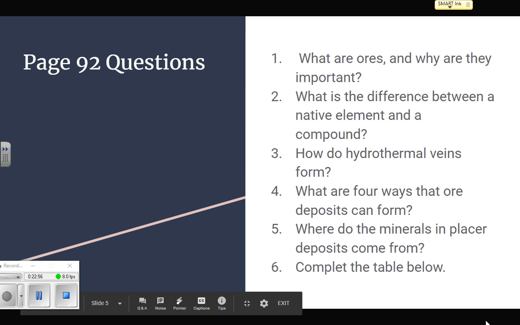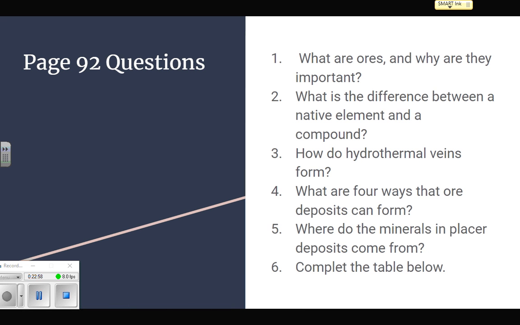Question number 5. Answer can be found on page 90. Moving water that has broken down rocks.